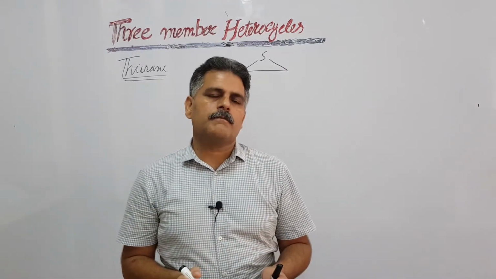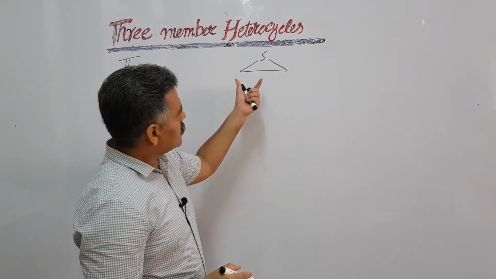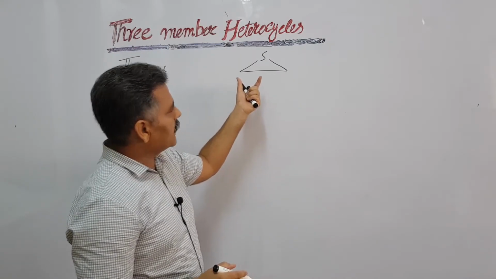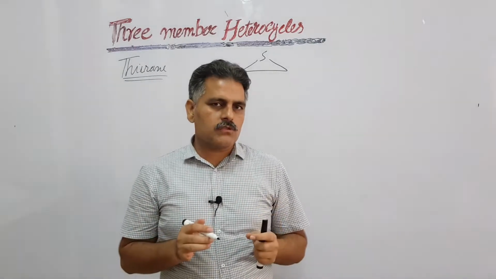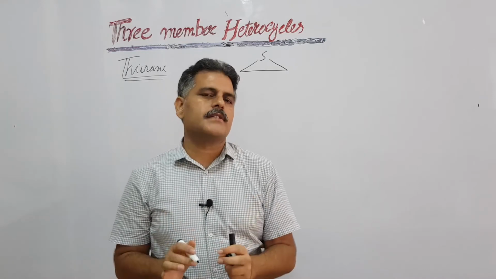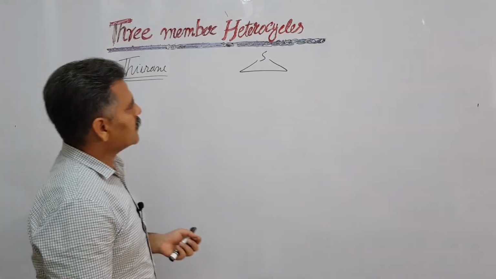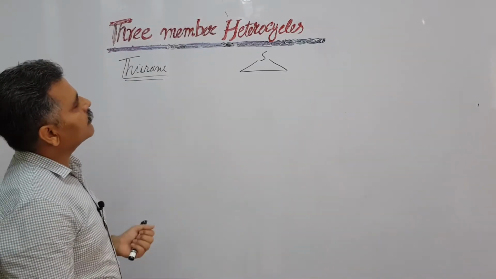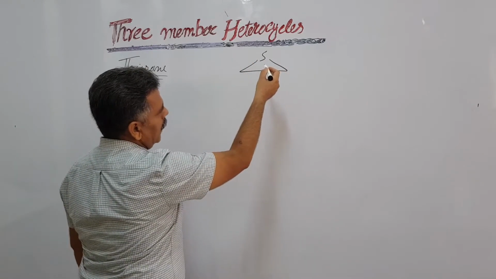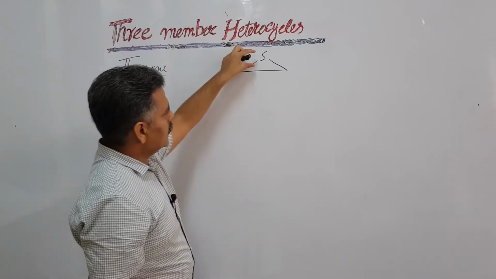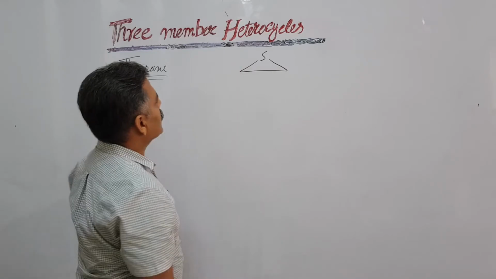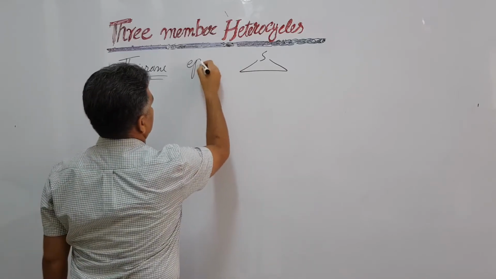So in this lecture, I will discuss some general properties of this three-membered heterocyclic compound Thiirane, and methods which are used for the preparation of Thiirane will also be discussed in this lecture. So let's start with some general properties of this Thiirane. Thiirane is a triangle, and because of the presence of this sulfur, it is an acute triangle. It is also known as episulfide.